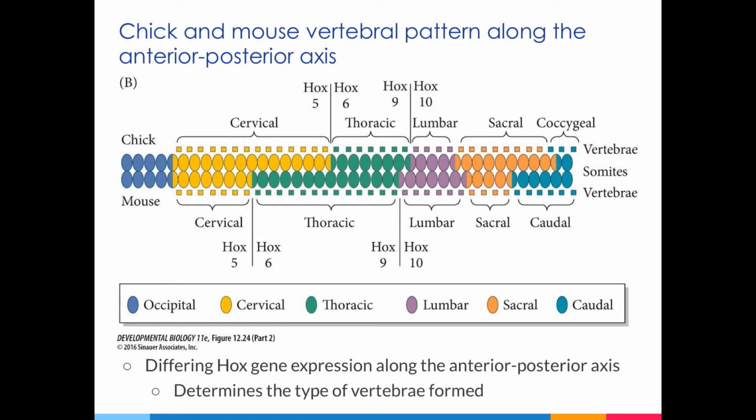What this figure shows is that the expression of the different Hox genes is correlated to the type of vertebra more than to the location of the vertebra along the anterior-posterior axis. In other words, a particular Hox gene determines the type of vertebra that will form at a given location. For example, the HOX5 gene is responsible for the formation of the cervical vertebra. As you can see, this gene is expressed along a wider region in the chick compared to the mouse.